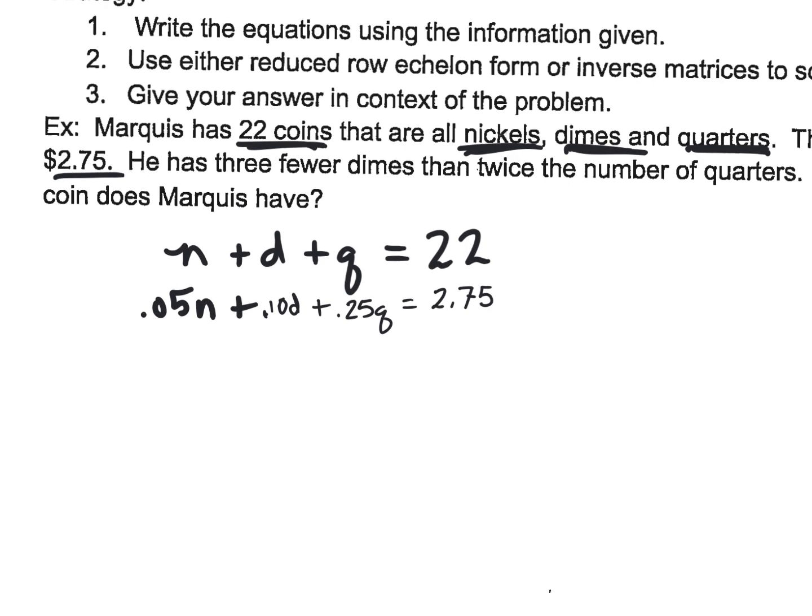It says he has 3 fewer dimes than twice the number of quarters. So if we take twice the number of quarters, that should equal dimes, what? 3 fewer dimes.